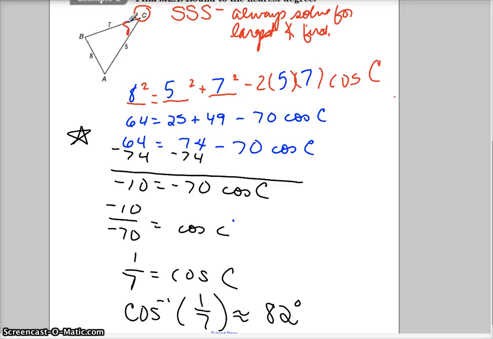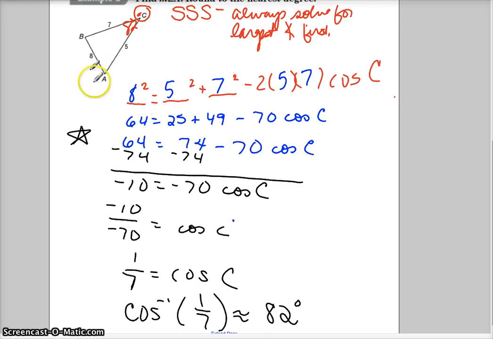Once we know the measure of the largest angle, from there we can use law of sine to find either of the other missing angles. So I'm going to choose angle A. And because we now have a pair of opposite information and an opposite side, since we have three pieces of information, we can use law of sine again.